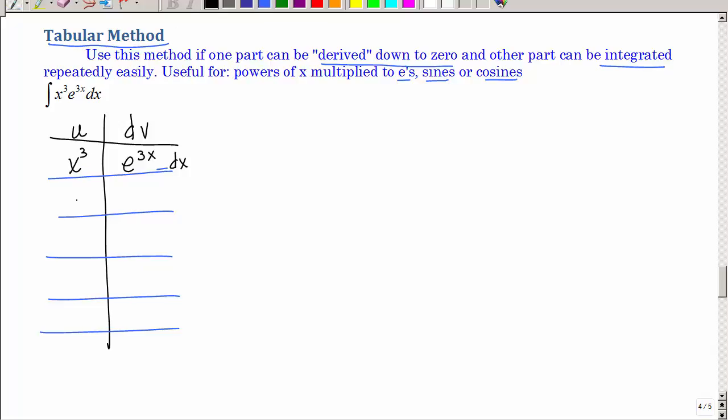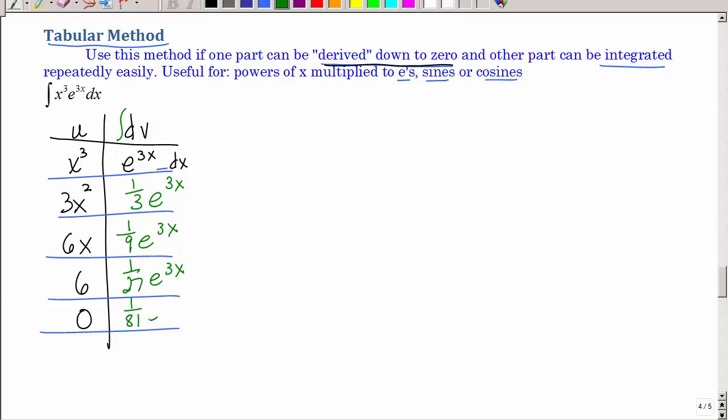Take the derivative of x cubed. Yes, you get 3x squared. Take the derivative, take the derivative, take the derivative. And that's what I mean by taking the derivative until you get to 0. Now, on the other side, of course, we have to integrate. So you've got to be really careful when we're integrating e to the 3x, not the derivative, but the integral. You're going to get 1/3 e to the 3x, 1/9, 1/27, and 1/81. Okay, we just have to divide by 3 every time.